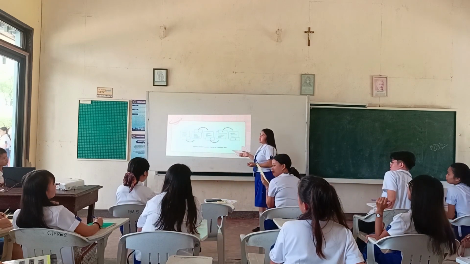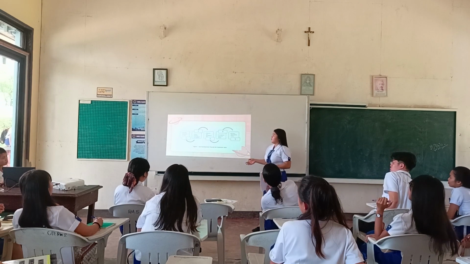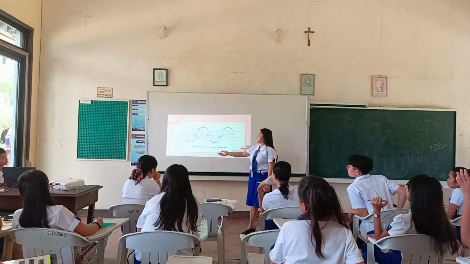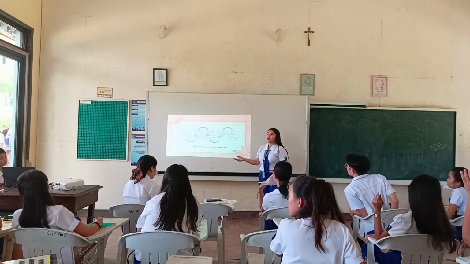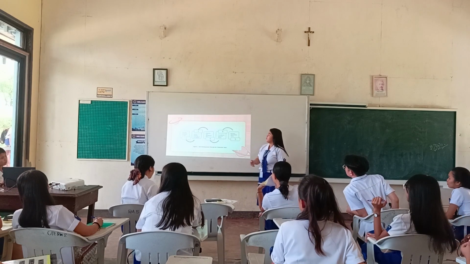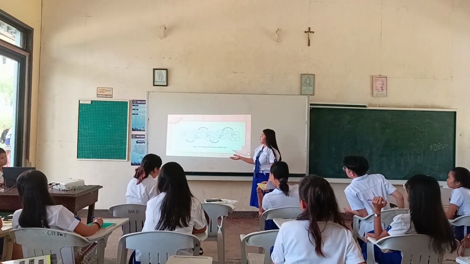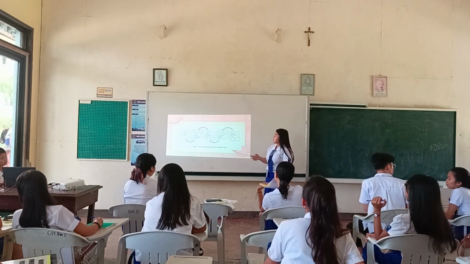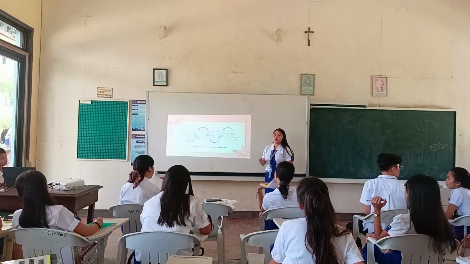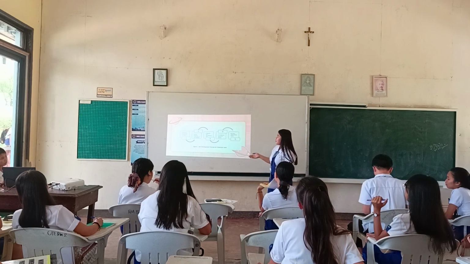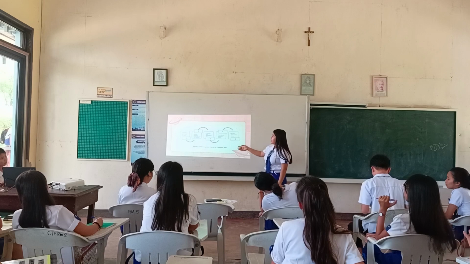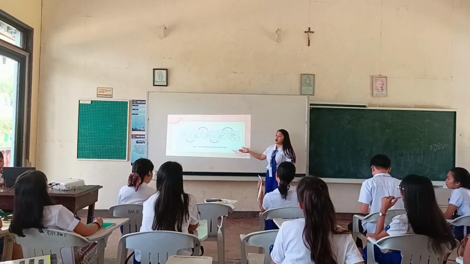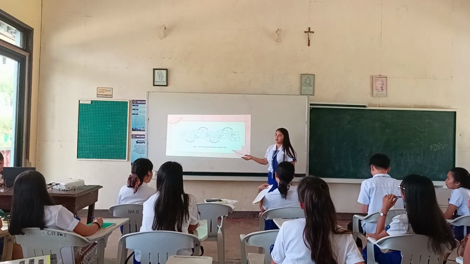In this picture, these are the steps in the test development process for a classroom test. First is to identify the purpose of the test. Next is to specify the learning outcomes to be assessed. Then prepare the test specification. The next is construction of items, then review and revise items.